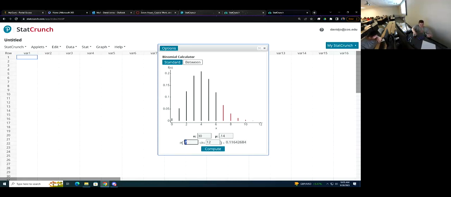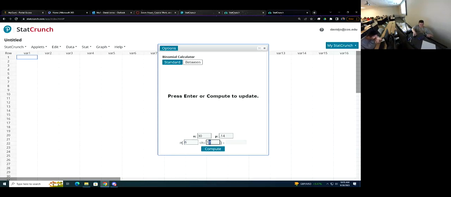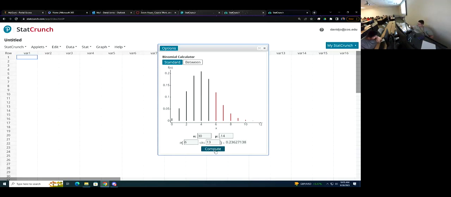And if I change it to 6 and 13, it makes it a little bit bigger. 0.2363, or 23.63%, actually quite a bit bigger. It doubled it. Look at that madness.